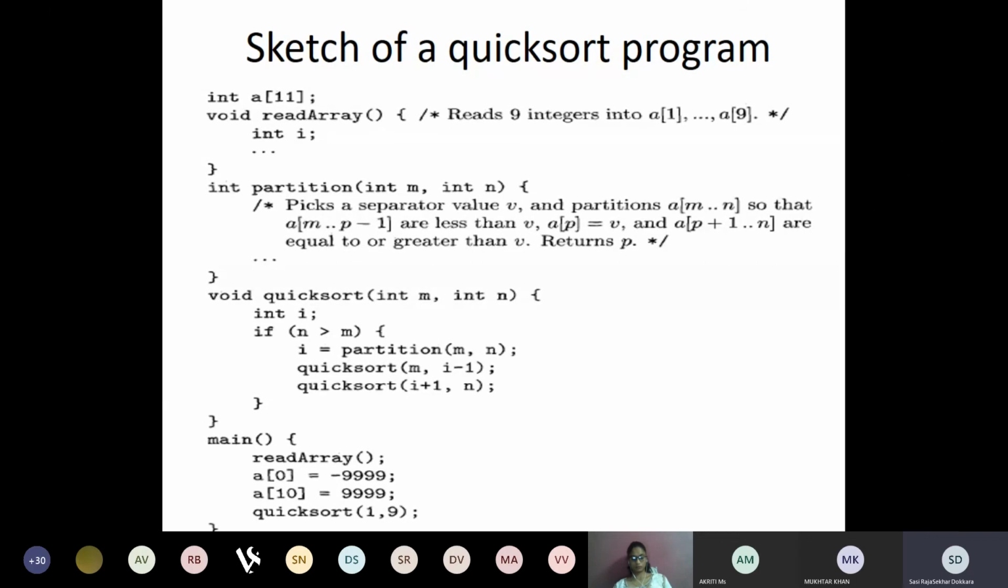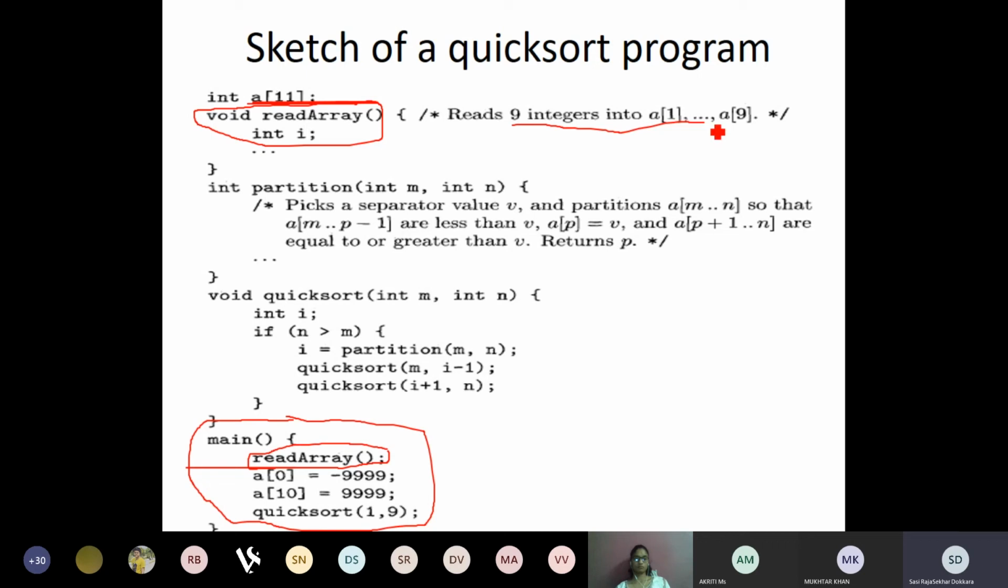So here what happens is this is the main program that we have here. I'll explain this algorithm and we'll stop. We have this main program here. This main program is going to first call the procedure called read array. And what is this read array? This is the read array procedure. What it is going to do is read 9 integers into a of 1 to 9, and then it is going to return.